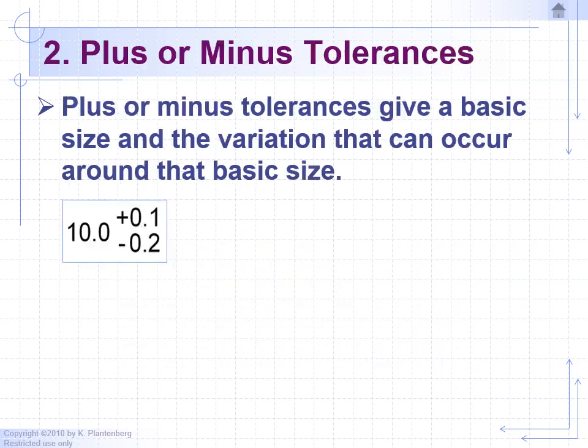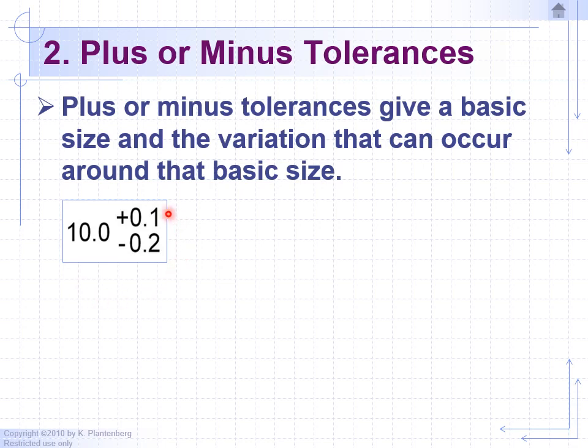Next slide. On the previous slide, we talked about providing a tolerance of max and minimum. In this case, we're going to call out the dimension with a plus or minus tolerance. Plus or minus tolerances give a basic size and the variation that can occur around that basic size. So let's say our desired length is 10 inches. That's our basic size. On the previous slide, it was a diameter of 1 inch. That was our basic size. That's what we're aiming for.